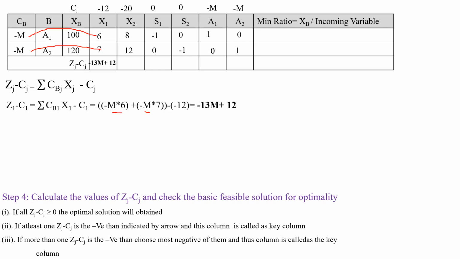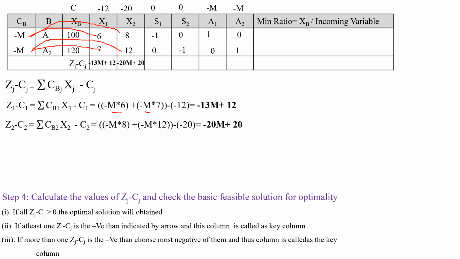Next, to calculate the Zj minus Cj value for the x2 variable, that is Z2 minus C2, which is minus M into 8 plus minus M into 12 minus of minus 20. So which is equal to minus 20M plus 20.